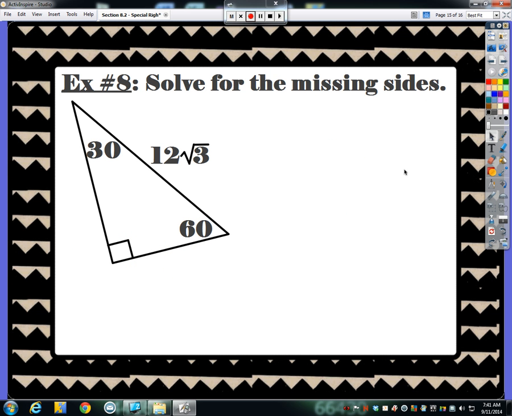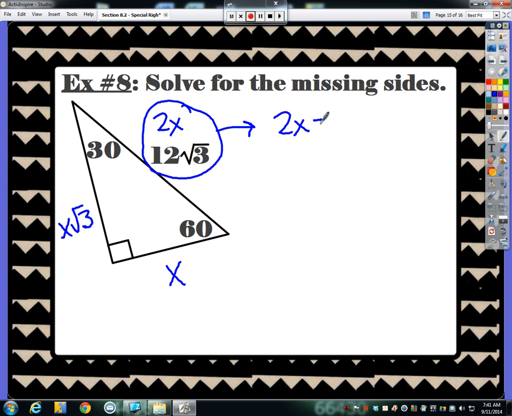All right, we're going to do one more together. So let's try this guy. Again, let's put the pattern. Opposite the 30, here's x. Opposite 60, x root 3. Hypotenuse, 2x. Which side did I give you? I gave you the 2x side. So 2x is equal to 12 root 3. We'll divide the 2 over.